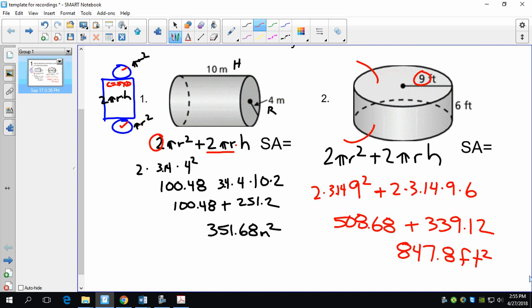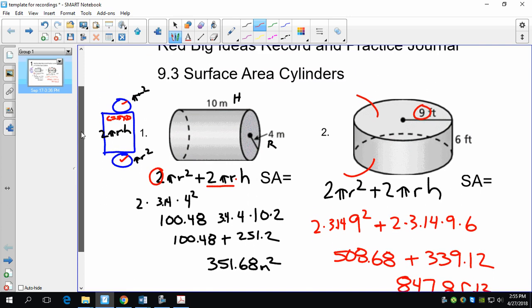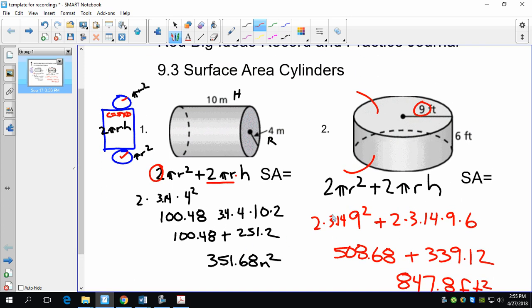Now I know it takes a little bit to kind of explain where the formula comes from, but once you have that formula down, 2 pi r squared plus 2 pi r h, once you have that formula down, you can find the surface area of cylinders.